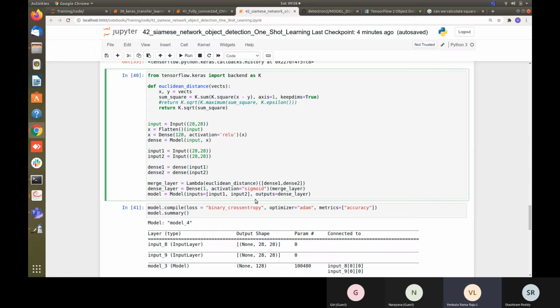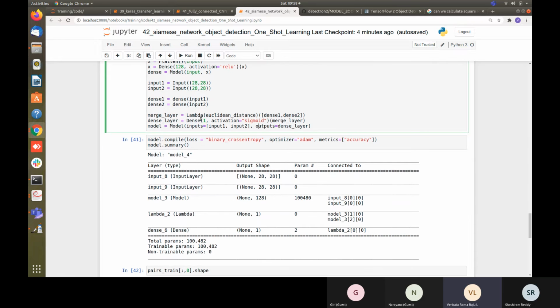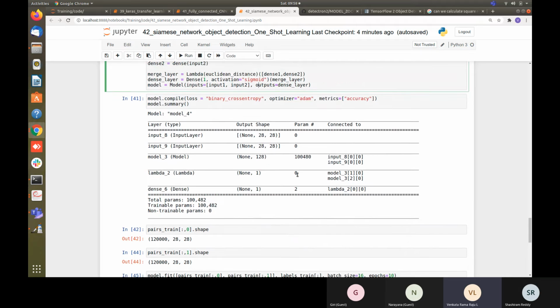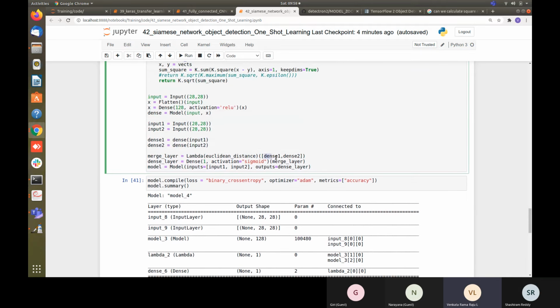So this is supervised dimensionality reduction. Now, when you train this network, ultimately what is the outcome you are looking for? These 128 pixels, the dense layer's outcome.